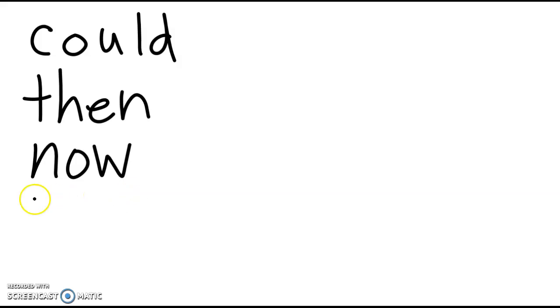Some of these are also going to be repeats. We always need to repeat things so we can learn them. This word is then. Let's say it together 3 times. Then, then, then. This one is now. Let's say it together 3 times. Now, now, now. This word is this. Let's say it together 3 times. This, this, this.